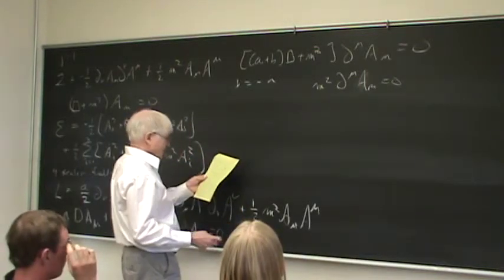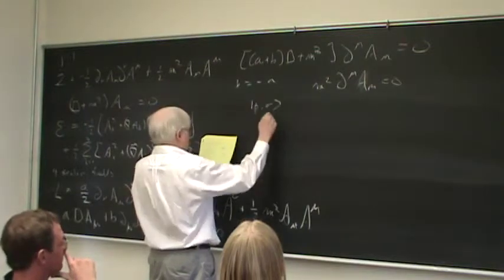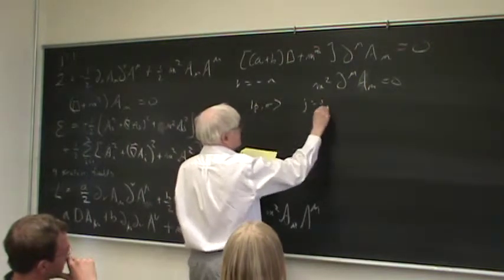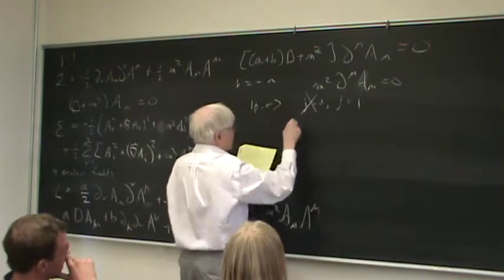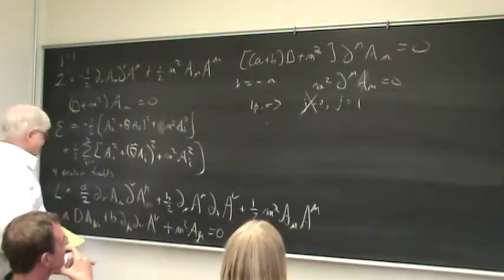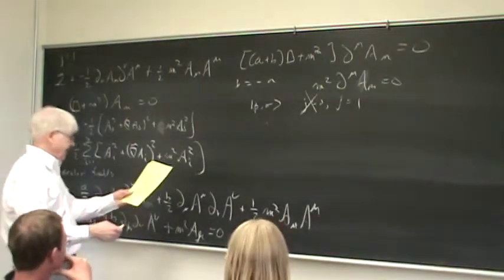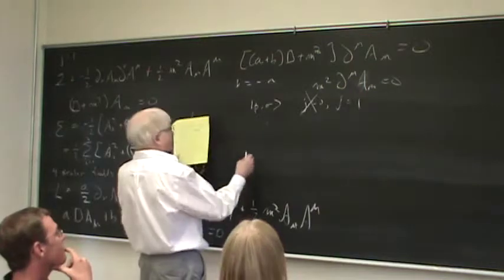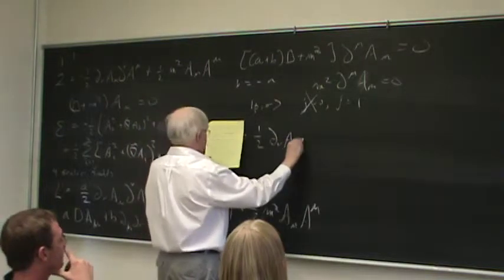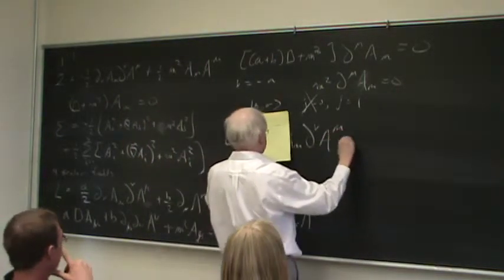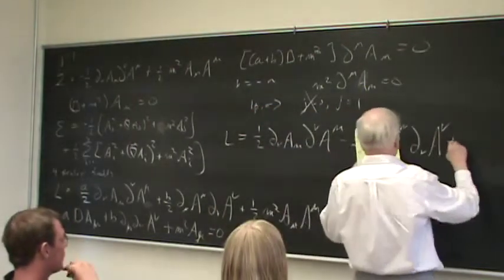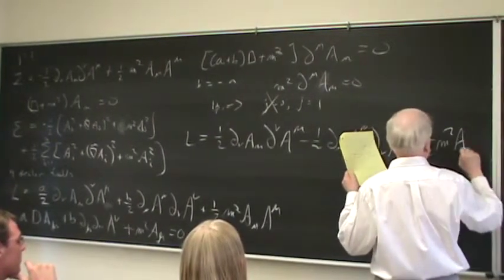All right, so what we have left then is, we could originally have this with j equals 0 and j equals 1, and it's these guys that are going away because of that constraint. But now, choosing B equal to minus A, going back to this equation and scaling A and B to plus or minus 1, we get that L is half d nu A mu d nu A mu, minus a half d mu A mu d nu A nu, plus a half m squared A mu A mu.